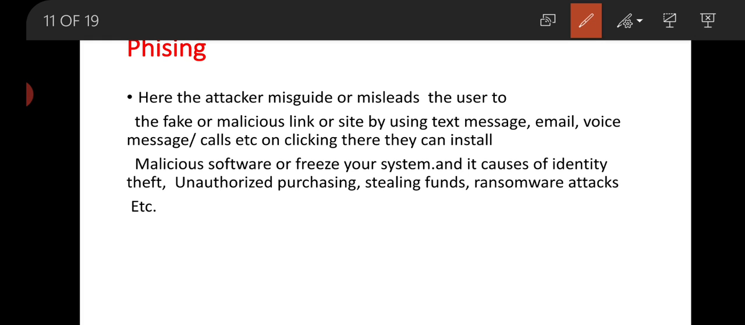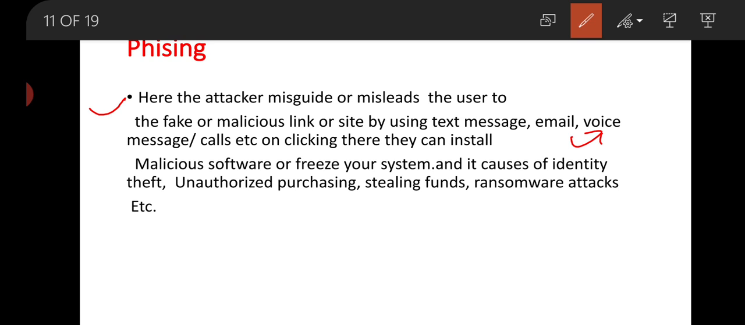Here is what is happening in phishing. In phishing, the attackers misguide or mislead the user. They can send you text messages or mails saying click here to win some amount, you have won this prize amount, and any other attractive mail or links, and they can also call you.